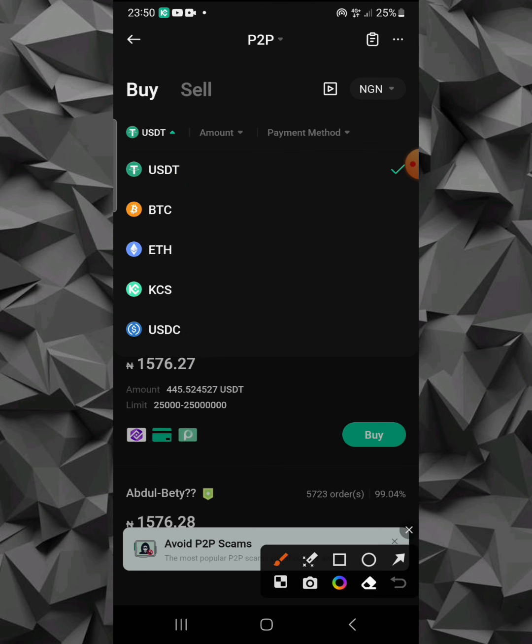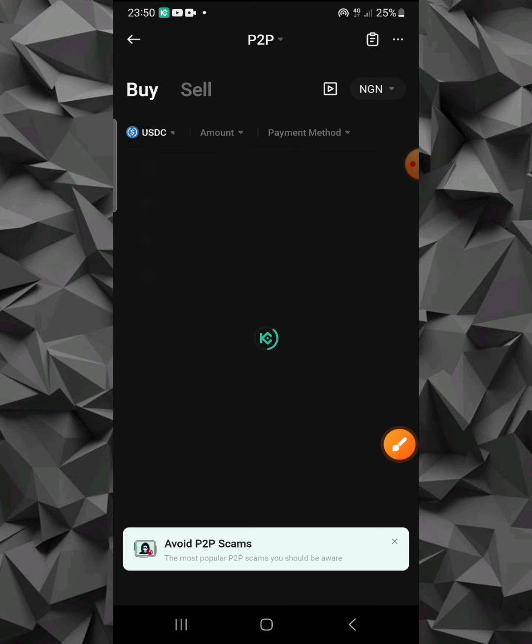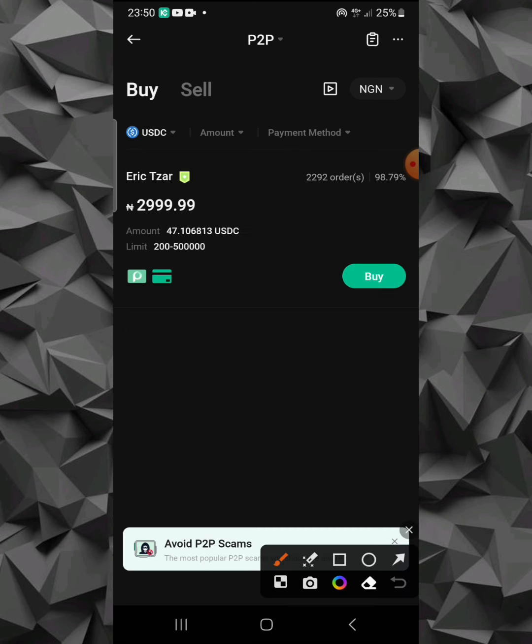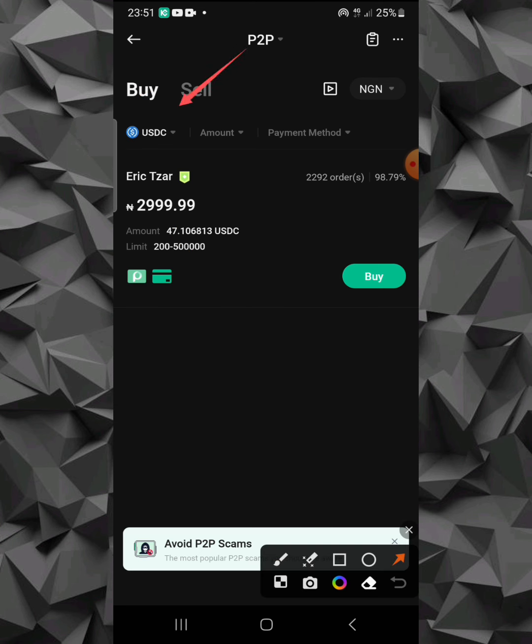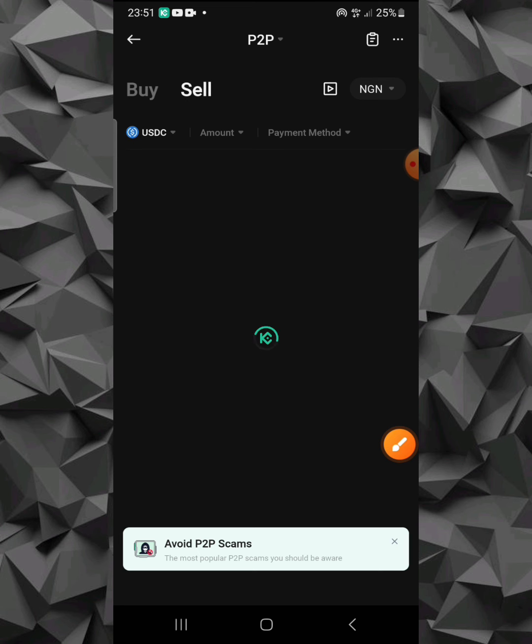So the first thing you need to do is to buy, right? You come here and click on USDC, so you'll be buying. Now you come here to USDC. Now you can see on the buy side, you'll be seeing 2,999. This is very, very high. You're not going to be buying from here. You come and click on this sell right here. Okay, so this is where you're buying from. You come to the sell.